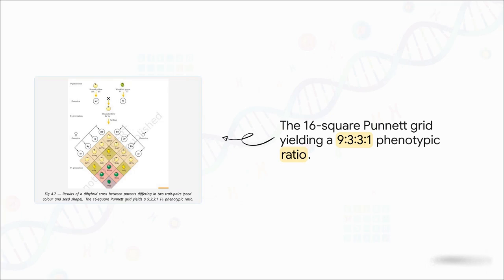And this brilliantly illustrates that exact concept. Just take a look at the results of a classic dihybrid cross. This is where parents differ in two trait pairs, like, say, crossing round yellow seeds with wrinkled green seeds. When you actually map this out on a 16-square Punnett grid for the F2 generation, that independent sorting we just talked about perfectly yields this iconic phenotypic ratio of 9 to 3 to 3 to 1. You get 9 round yellow, 3 round green, 3 wrinkled yellow, and 1 wrinkled green. It's just beautiful, totally predictable math.